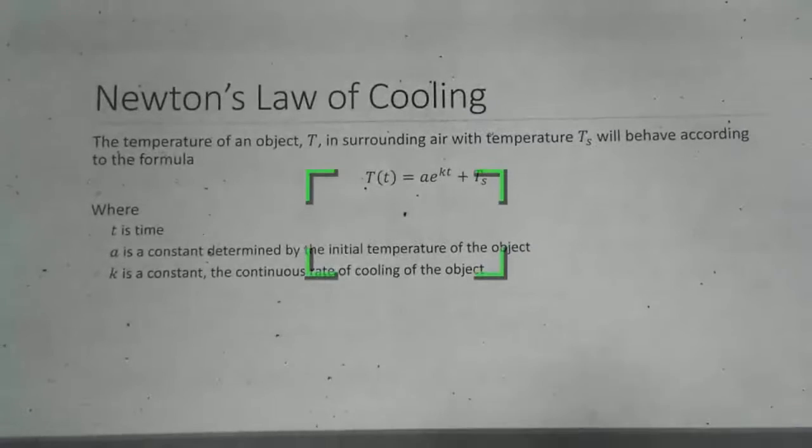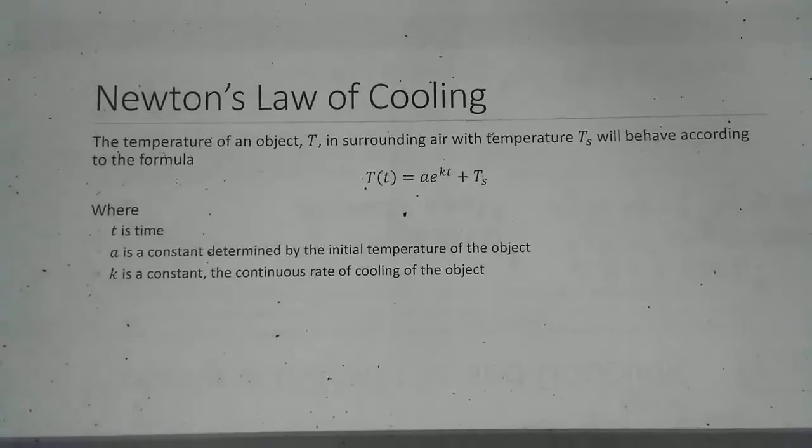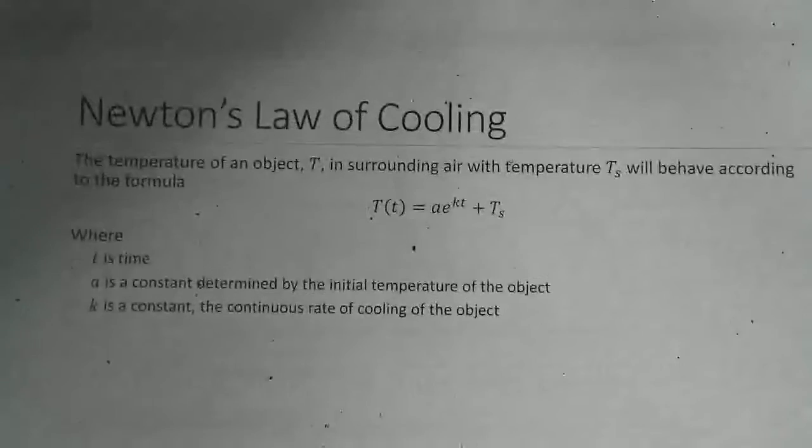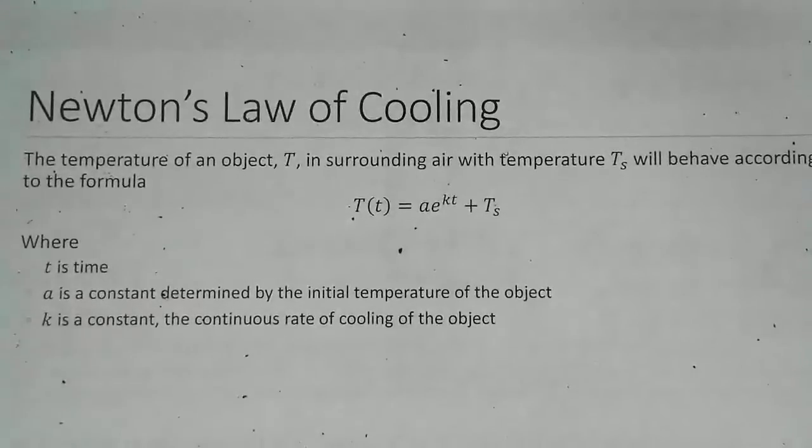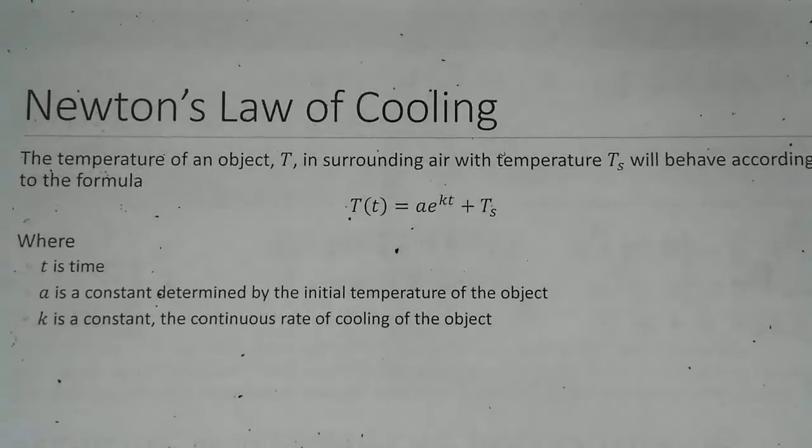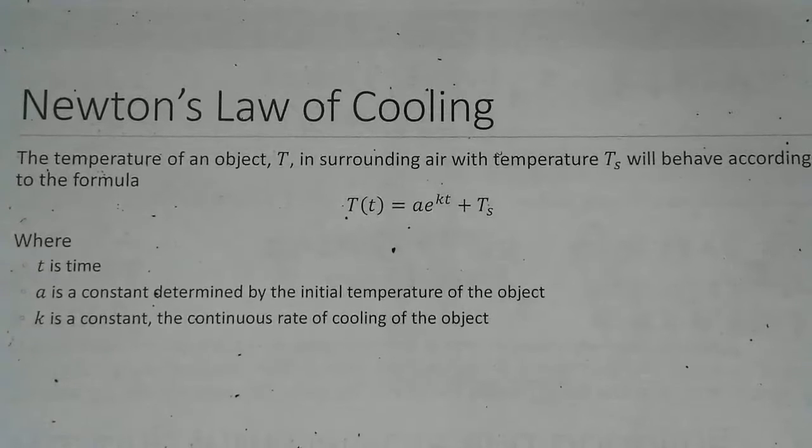Next up, we're going to talk about Newton's law of cooling. And it says that the temperature of an object T in surrounding air with temperature T sub S will behave according to the formula T of t is equal to A e to the kt plus T sub S, where lowercase t is time, A is a constant determined by the initial temperature of the object, and k is a constant, which is the continuous rate of cooling of the object.